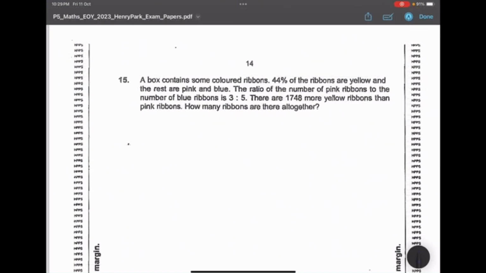Moving on to question number 15. A box contains some colored ribbons. Alright, this sentence doesn't tell us much. So let's move on to the next sentence. It says 44% of ribbons are yellow and the rest are pink and blue. Right off the bat, I want to list down the ratio. Yellow being 44% and pink and blue being 56%.